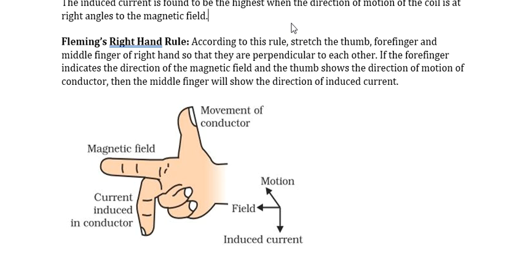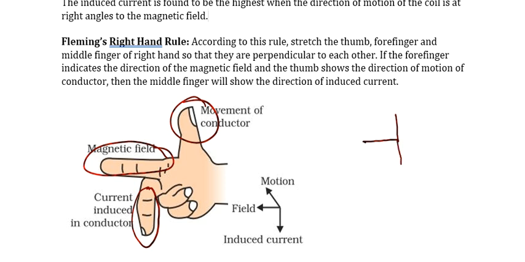According to this rule, stretch the thumb. You can see here it is the thumb. Forefinger, this is the forefinger, and middle finger, this one is the middle finger, right? Right hand, so they are perpendicular to each other. If the forefinger indicates the direction of the magnetic field and the thumb shows the direction of motion of the conductor, then the middle finger will show the direction of induced current.